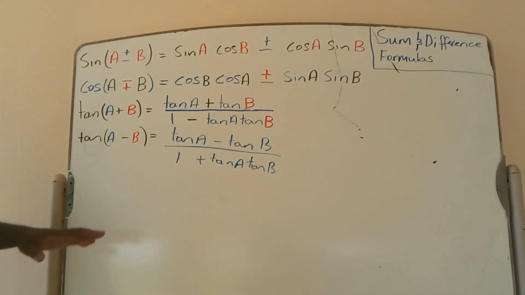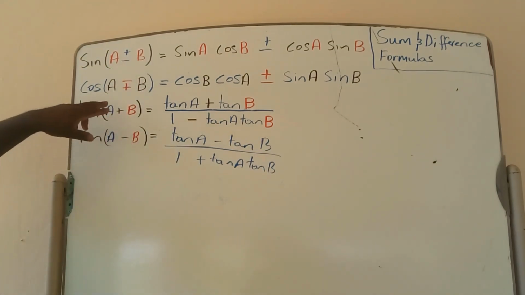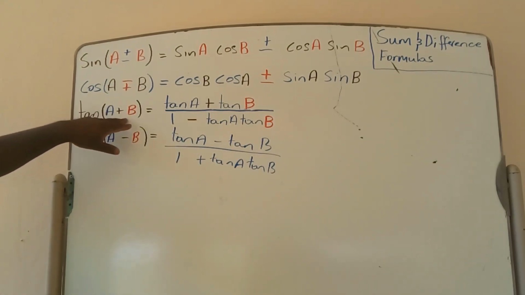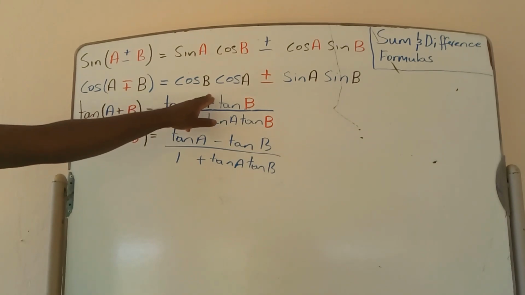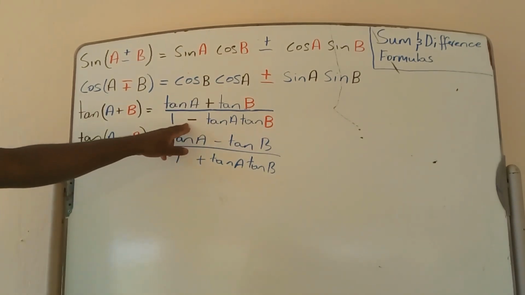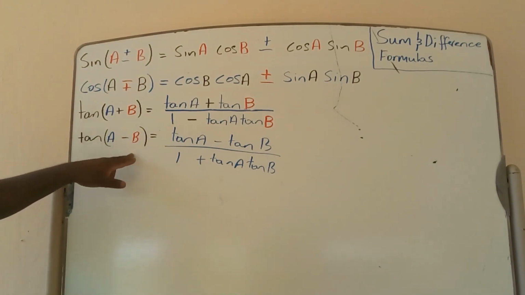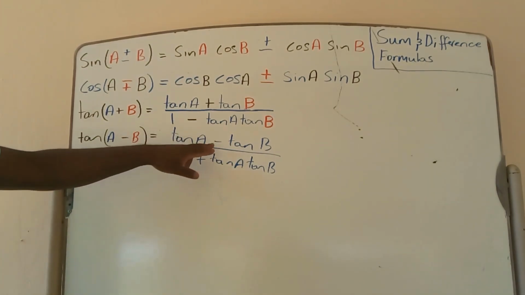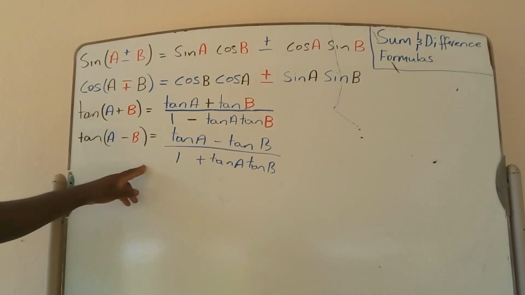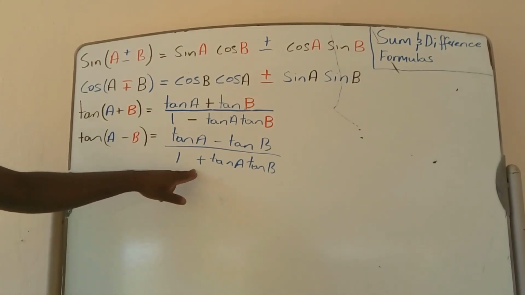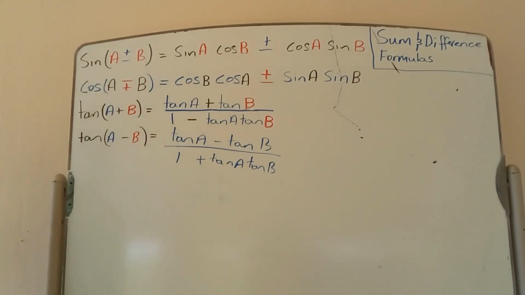Now, so when you look at both of them, for A plus B, here in the numerator you have a plus sign. In the denominator, you will have a minus sign. For A minus B, in the numerator you will have a minus sign, and in the denominator you will have a plus sign. So that's just the difference between both of them.